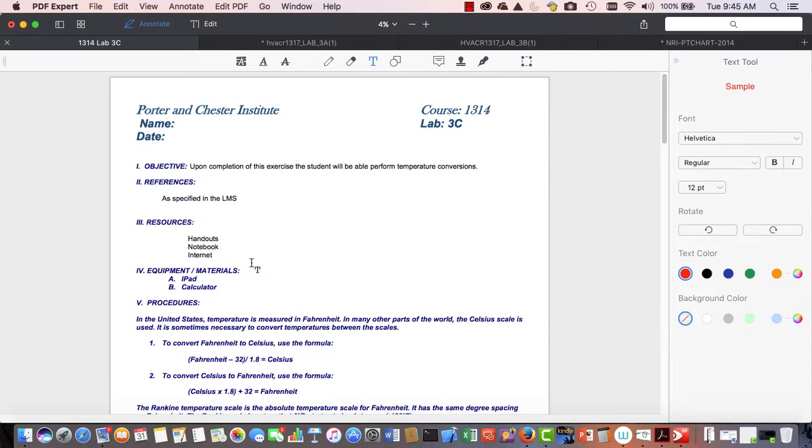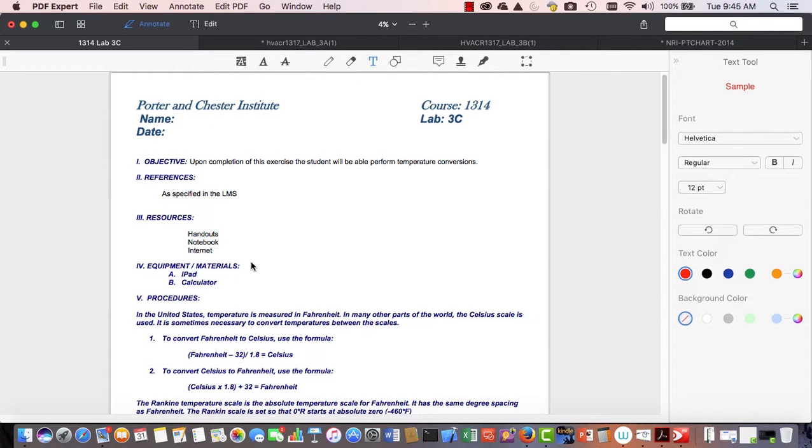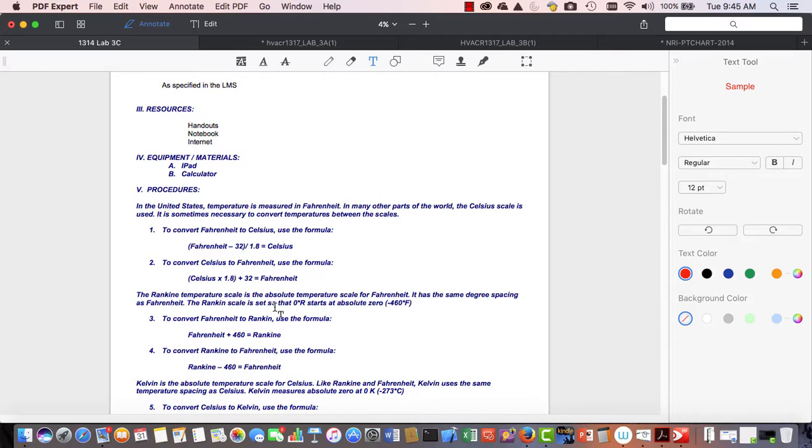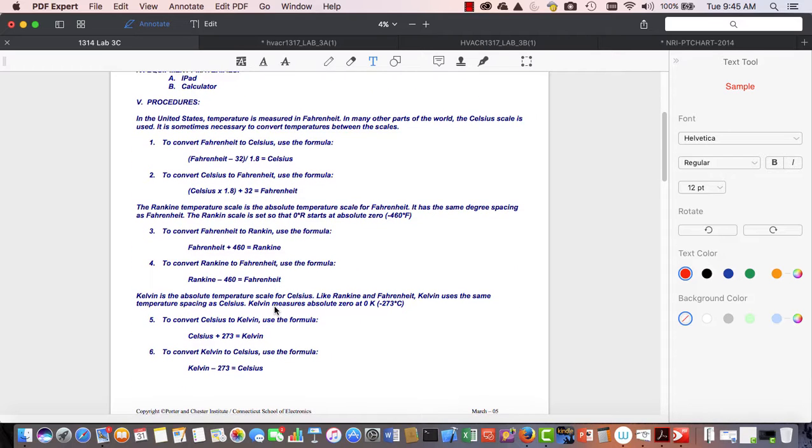Actually, let's take a look at 3C real quick. Temperature conversions. It just has you doing temperature conversions from Fahrenheit to Celsius. It's multiplication and division. Take some time and go ahead and do these. You'll need a calculator, and they're relatively easy.